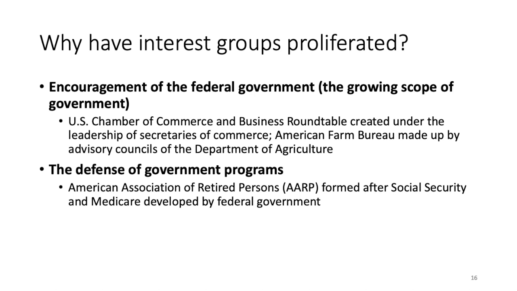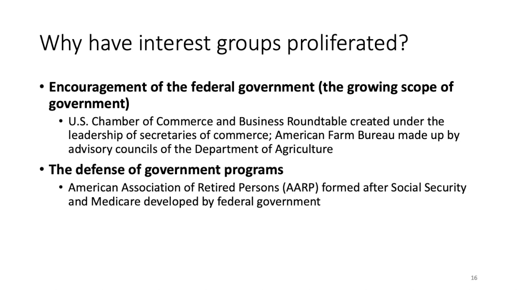The federal government has also encouraged the growth of interest groups. So the U.S. Chamber of Commerce and business roundtables were created under the leadership of the Secretary of Commerce, and the American Farm Bureau was made up by advisory councils of the Department of Agriculture. A lot of times government organizations understand the benefits that can be seen through interest groups inserting information into government policies, and so they want to help foster that by creating interest groups of their own.